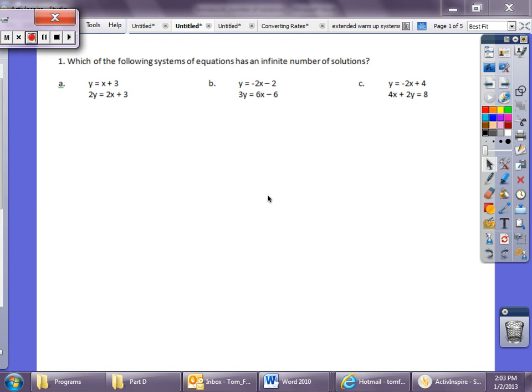Alright, this is our homework review for our quiz. Homework on number of solutions. When we look at the first question, it says, which of the following system of equations has an infinite number of solutions? Well, we know that for an infinite number of solutions, these are the coinciding lines. We'll just write this down here.